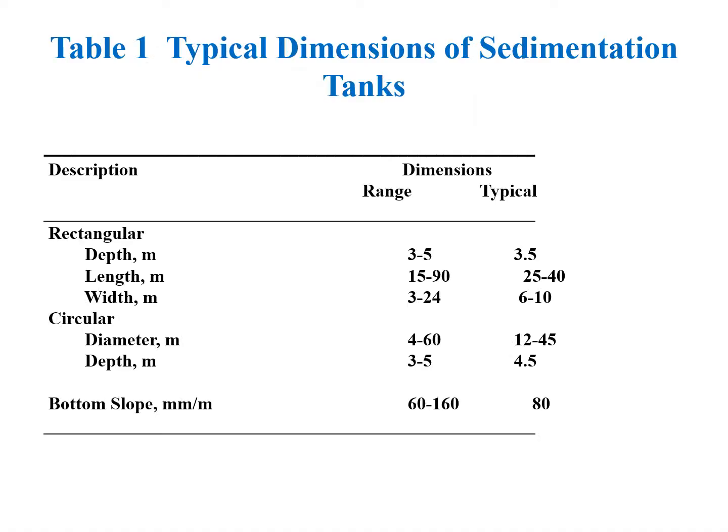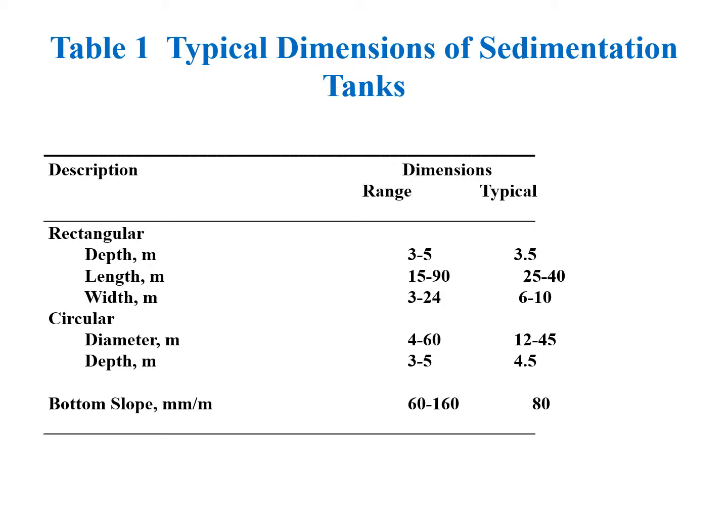So let's see the typical dimensions of sedimentation tanks. For rectangular tanks, the range for depths is from 3 to 5, and typical is 3.5 meters. The length can be from 15 to 90 meters, and typical numbers are from 25 to 40 meters. The width in meters is from 3 to 24, and the typical number is 6 to 10.